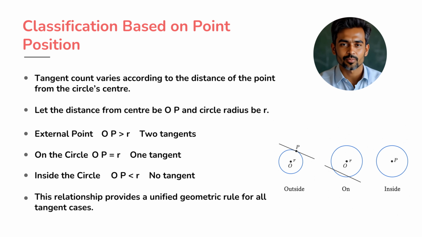So the relationship between the point and the circle can be summarized like this. Outside point, two tangents. On the circle, one tangent. Inside point, no tangent. And this pattern is consistent for every circle, regardless of its size. It's a simple yet powerful classification that appears in both conceptual questions and board exam proofs.